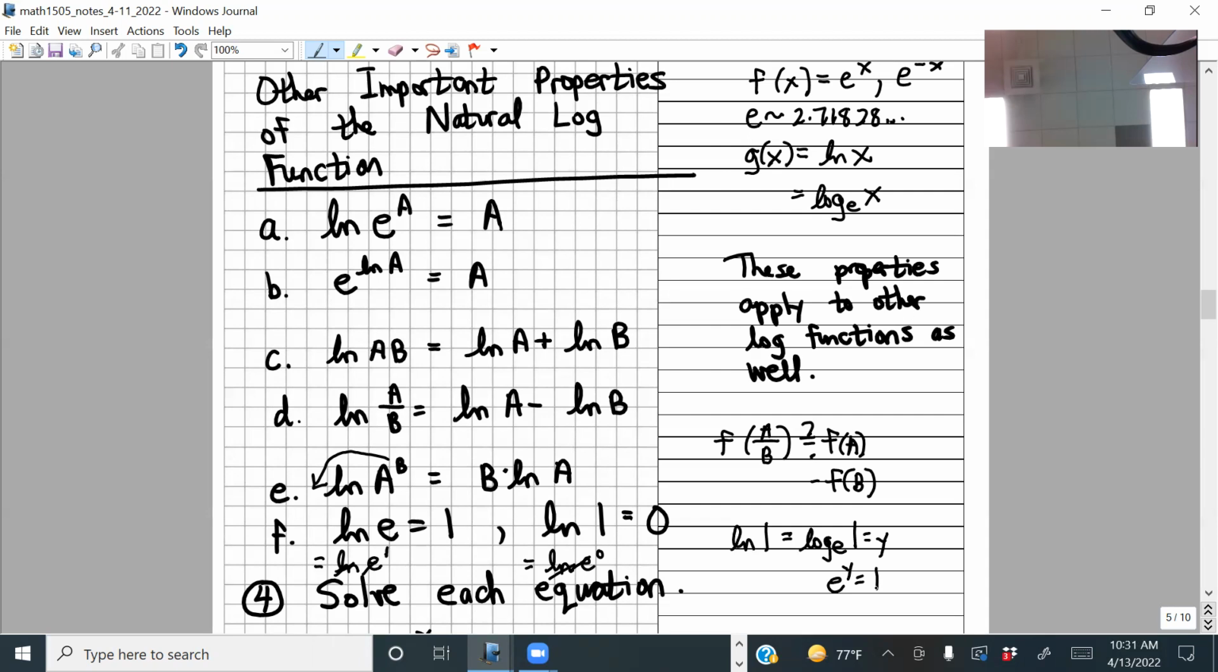That's what that equation is telling you. E to the y power is equal to 1. Well, if you just look at this equation, what power of e is equal to 1? Oh, it's got to be 0, right? So another way we can see that natural log of 1 has to be 0, because e to the 0th power is equal to 1, because any number to the 0th power is equal to 1.